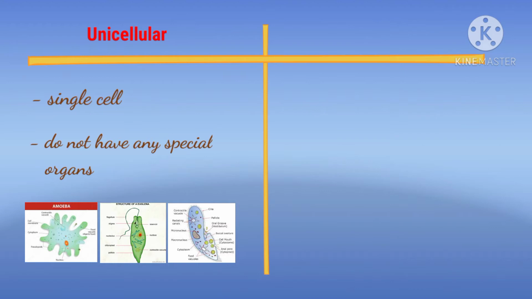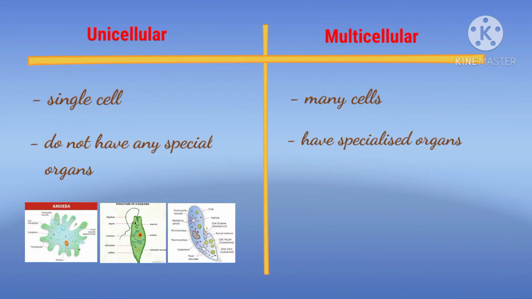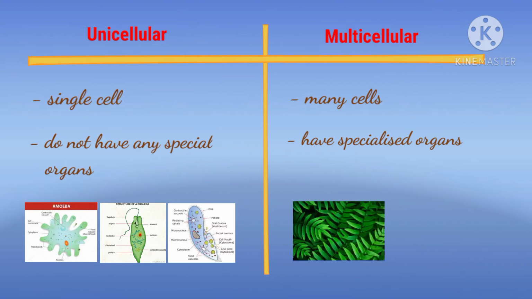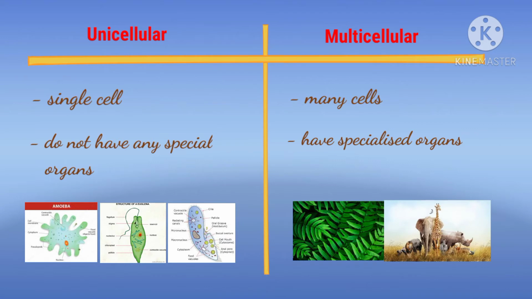All the functions such as intake of food, water, and removal of waste materials occur across the cell surface of these organisms. On the other hand, those organisms that are made up of many cells are called multicellular organisms. Multicellular organisms have specific organs to perform specific functions. For example, plants and animals. Plants and animals have a transport system to carry useful substances to every cell and have specific organs for the removal of waste materials. Okay, students, now are you clear about the unicellular and multicellular organisms?